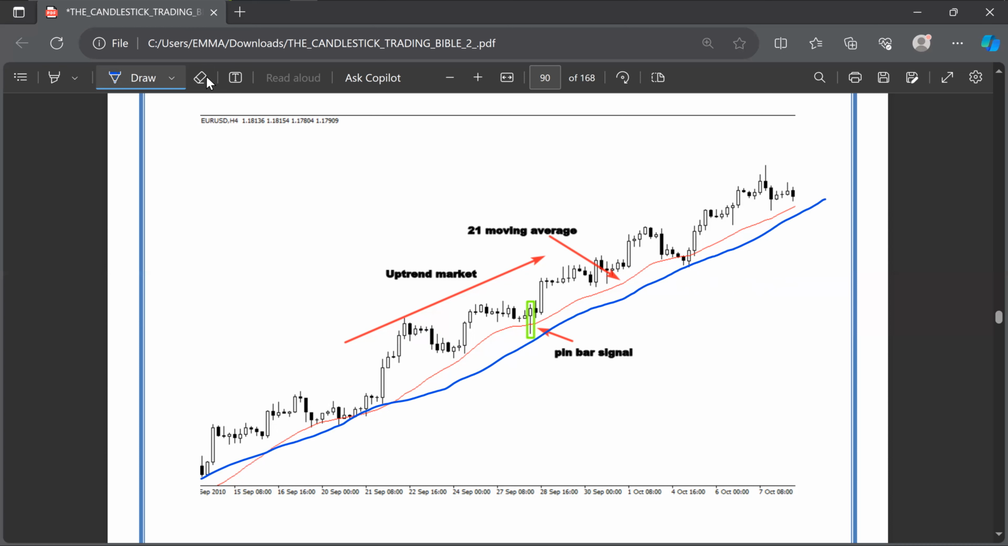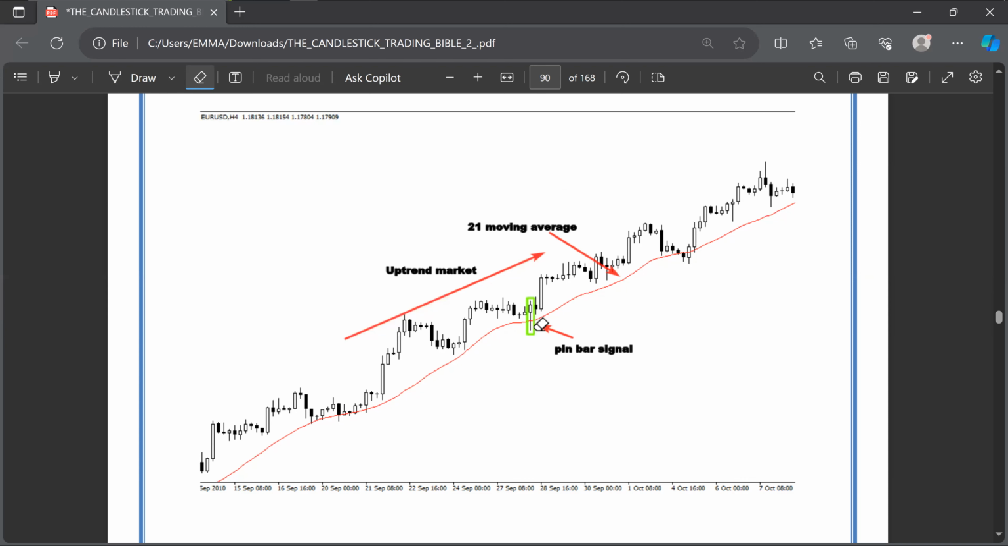So we use the what? The dynamic support level to do that, right? So it is the 21 moving average. As we go up and down, there was a pullback from here to this level. And this pullback ended on what? On a pin bar, a hammer type. So this gives us what? A good decision to actually what? Buy along the upward trend. This is as simple as that.